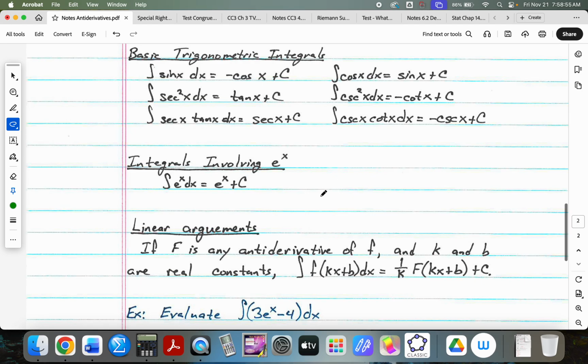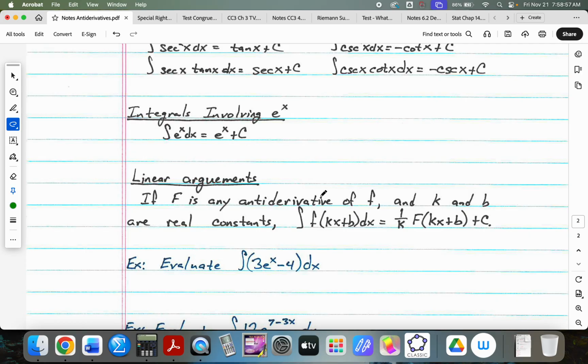We also have integrals involving e to the x, and it's really nice. Remember, e to the x is its own derivative, so it's also its own antiderivative. So an antiderivative of e to the x dx will be e to the x, and then plus some constant.